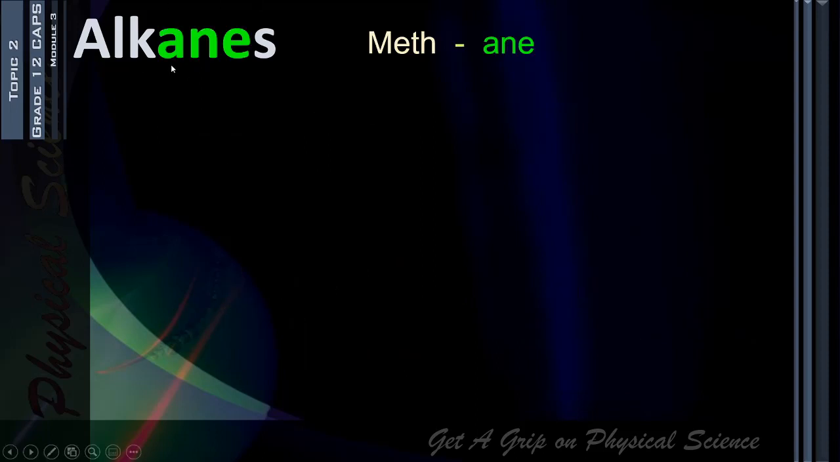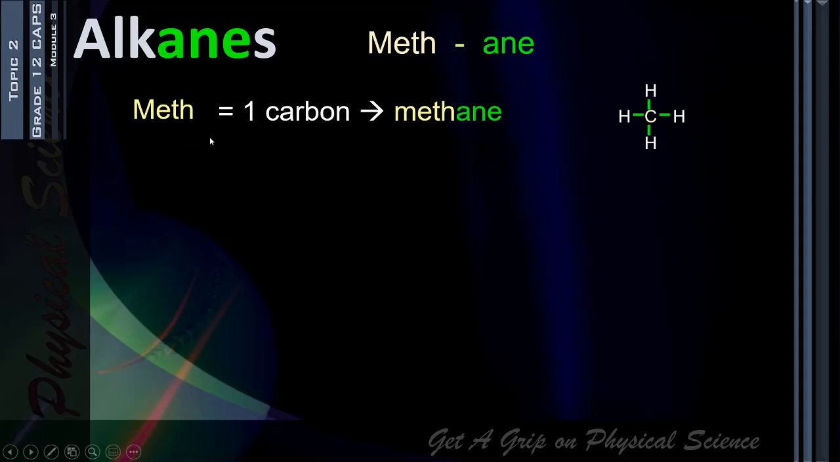You have seen that we use the ANE at the end of the name to indicate that the name is for an alkane. The first part of the name we call the stem, and the stem indicates the amount of carbons in the carbon chain. In the CAP syllabus, you are expected to know the stem names of 1 to 8 carbons in the carbon chain. If there is only one carbon in the molecule, we use the stem name meth, and you will see that the name for this molecule is methane. The ane tells us that this is an alkane. The meth tells us that there's only one carbon in the molecule.